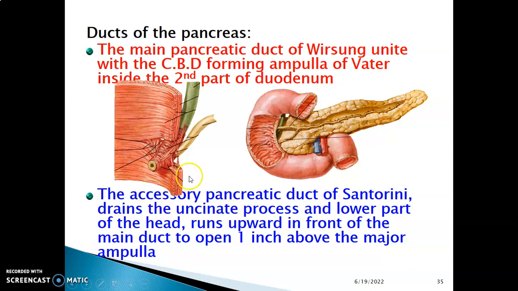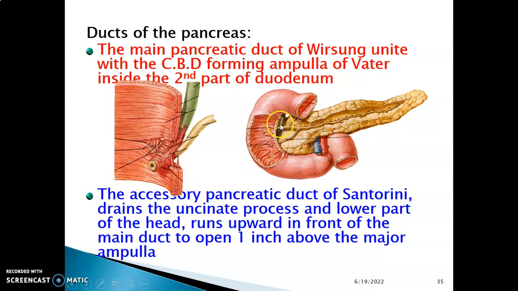Then we have two ducts of the pancreas. We have the main pancreatic duct of Wirsung, which unites with the common bile duct at the ampulla of Vater on the second part of the duodenum. Then we also have an accessory duct of the pancreas, called the pancreatic duct of Santorini, which usually drains the uncinate portion and the lower part of the head. It runs in front of the main duct to open 1 inch above the major ampulla of Vater.